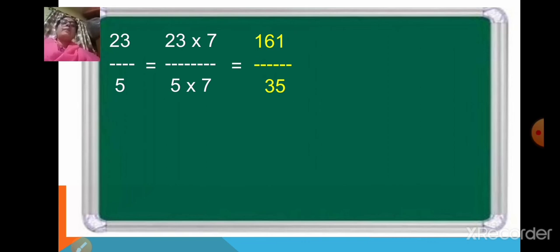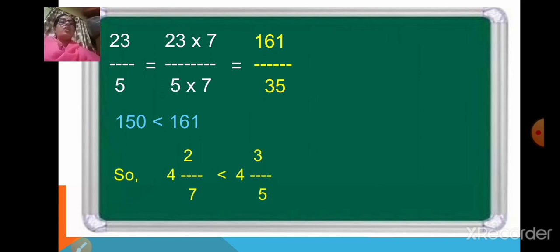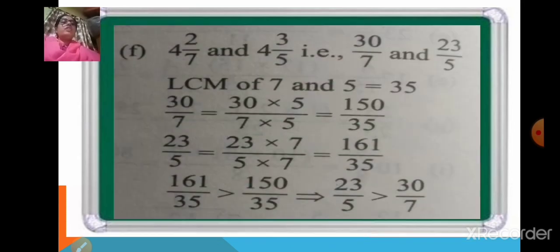Now the third step is, you will compare the numerators. Now both the fractions, you have made into like fractions. Yes, so 150 is smaller than 161. That means your fraction 4 2 upon 7 is smaller than 4 3 upon 5. Okay, so you'll just solve it in your notebook, the sum, and then check it here.